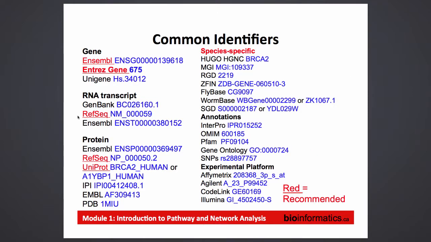So here's a few common identifiers that are used. It's a long list, but believe me, the list is even much longer. There are certain IDs that belong to genes, others that are focusing on RNAs, others yet that are focusing on proteins. And then there are all these species-specific databases that have their own IDs, for example, the human genome database, or mouse, or rat, and so on. And then there are yet other types of IDs that relate to experimental platforms, for example, Affymetrix, or Illumina, or so on.